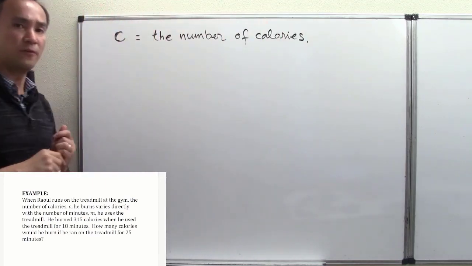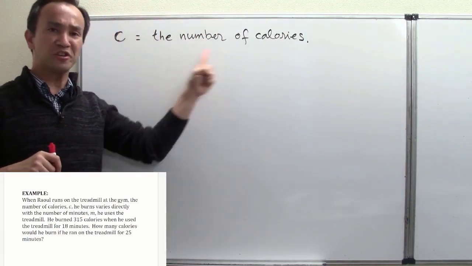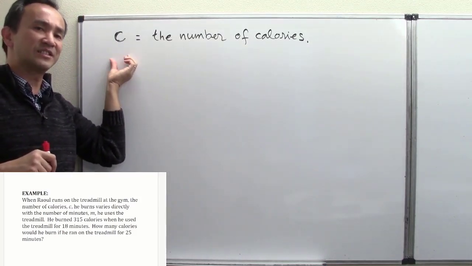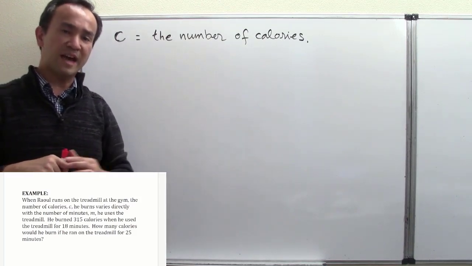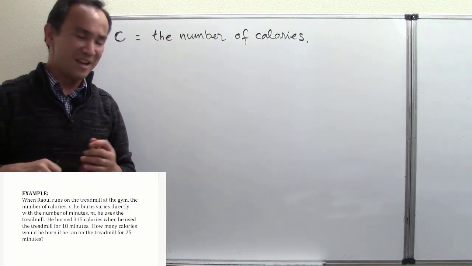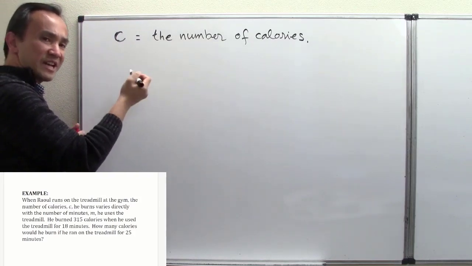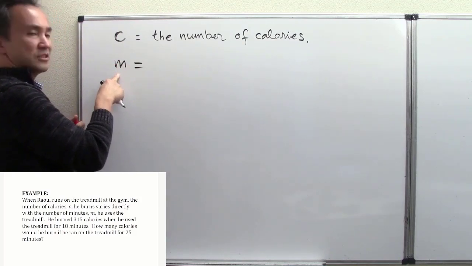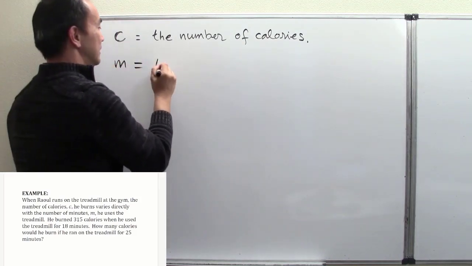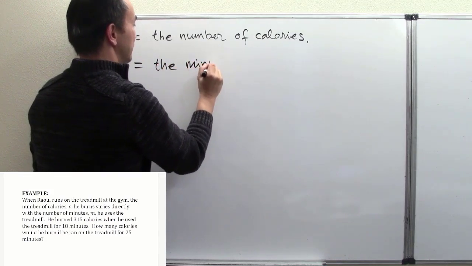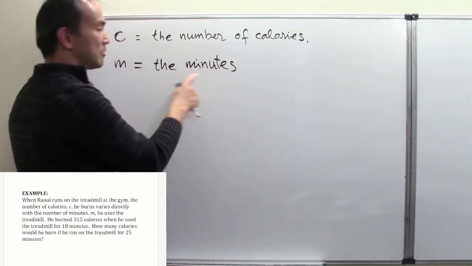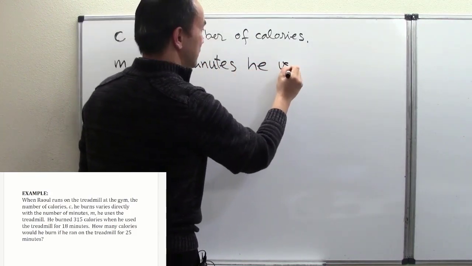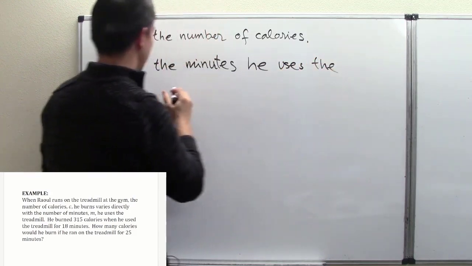For the rest of the problem, I will not have to keep mentioning the number of calories. I can just refer to it as the variable C. So C represents the number of calories that he's going to burn. And then according to the problem, I have another variable m that I can identify. This variable m represents the number of minutes he uses the treadmill.